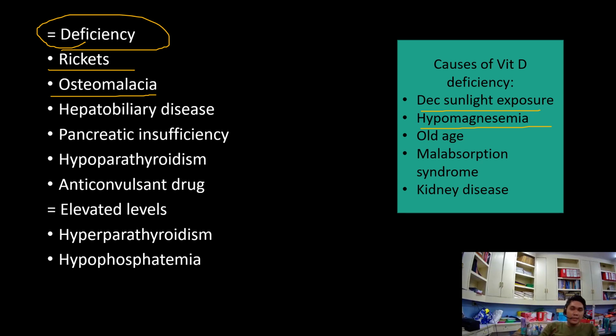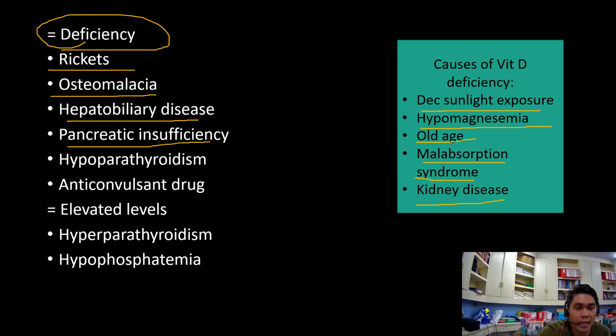Next is old age, and malabsorption syndrome, because this is a fat-soluble vitamin. So if there's fat malabsorption syndrome, you have decreased vitamin D. The next is kidney disease because kidneys are important in vitamin D production. So the active vitamin D is formed in the kidneys. Okay? Another cause is hepatobiliary disease and pancreatic insufficiency.